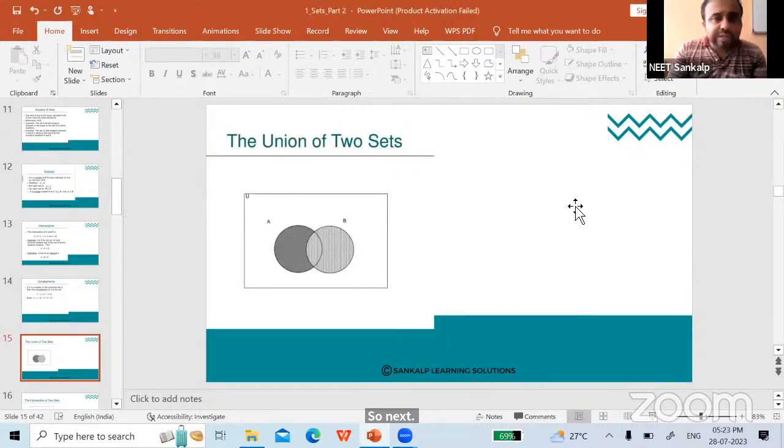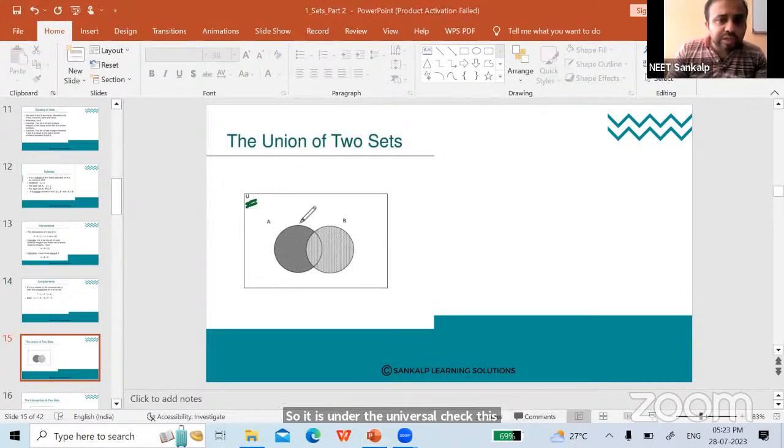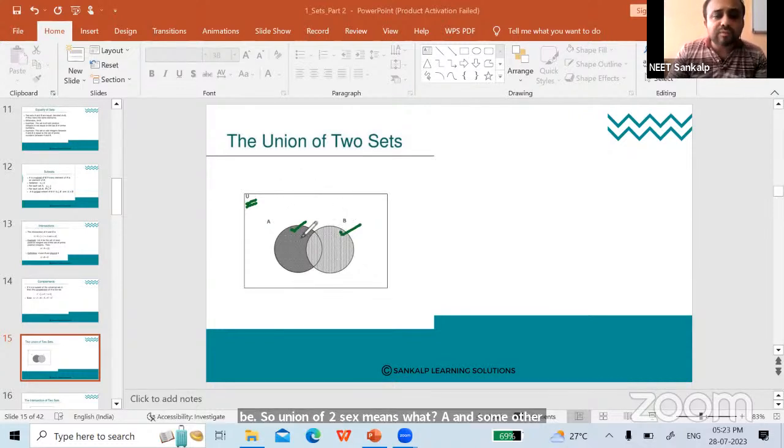union of two sets. It is a representation of the two sets when they are united, with a symbolic diagram. That diagram is called a Venn diagram. So it is drawn under the universal set. This representation is a must. The set A is present here, B is present here, and the common terms are present over here. So union of two sets means A and some other elements which are not in A, written from B. So it is called A union B.